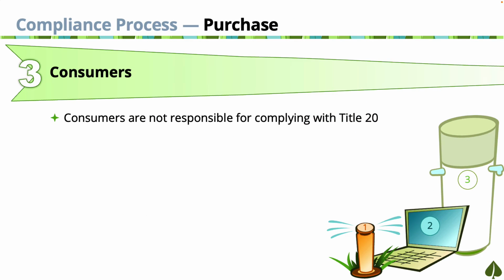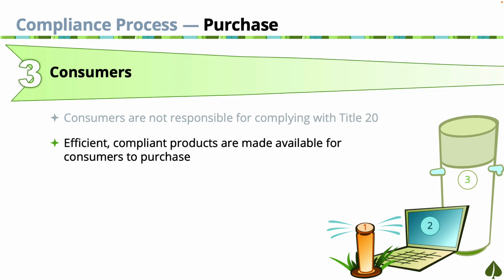Consumers are not responsible for complying with Title 20. Rather, they should be able to rest assured that appliances they buy in-state meet California's standards for appliance efficiency.